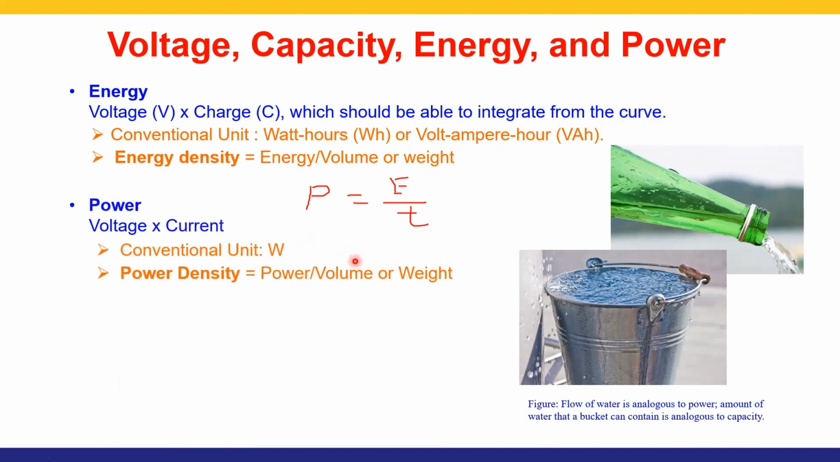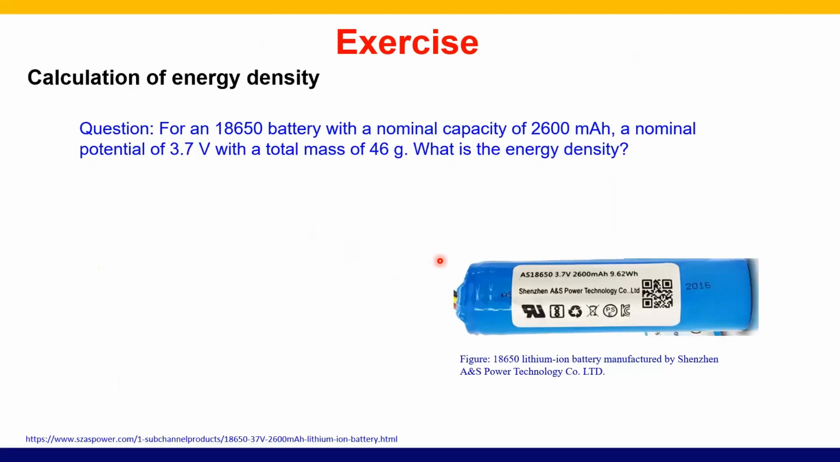Sometimes you need to know what is being normalized. Is the whole electrode being normalized or the active material only? So you need to clarify which is the normalized factor. Let's take a look at the exercise, calculation of energy density.